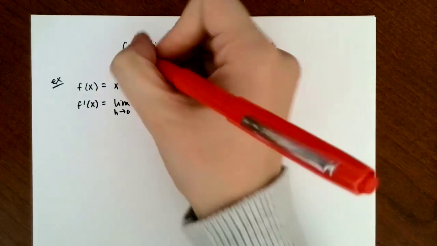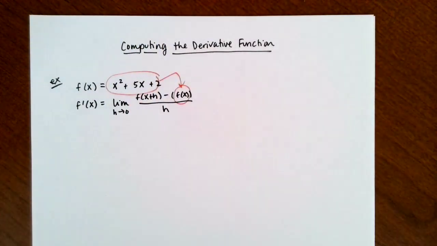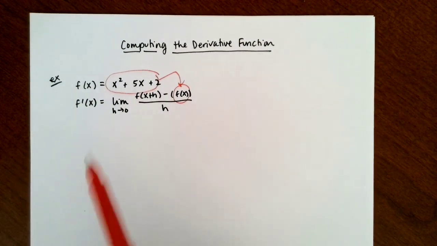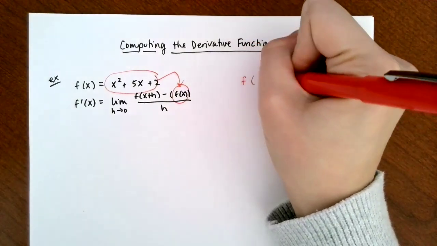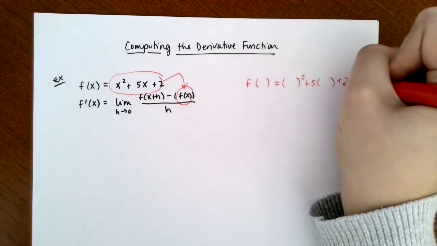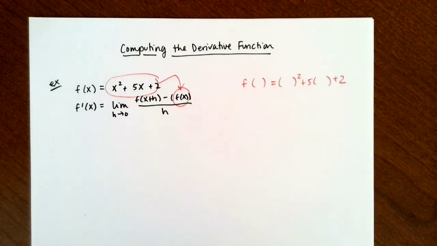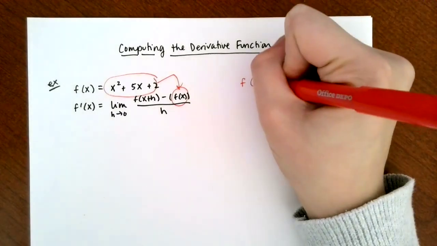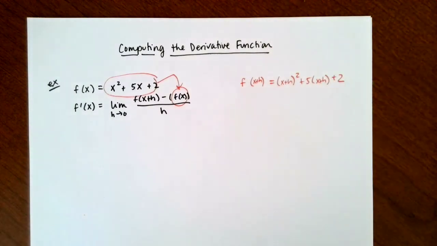The regular f of x right here is just going to be the entire original function, x squared plus 5x plus 2. I also need to compute f of x plus h. So I want to think for this function, f of anything is that thing squared plus 5 times that plus 2. So if I'm plugging x plus h into this function, the x plus h is going to go in both sets of parentheses that I've drawn here.